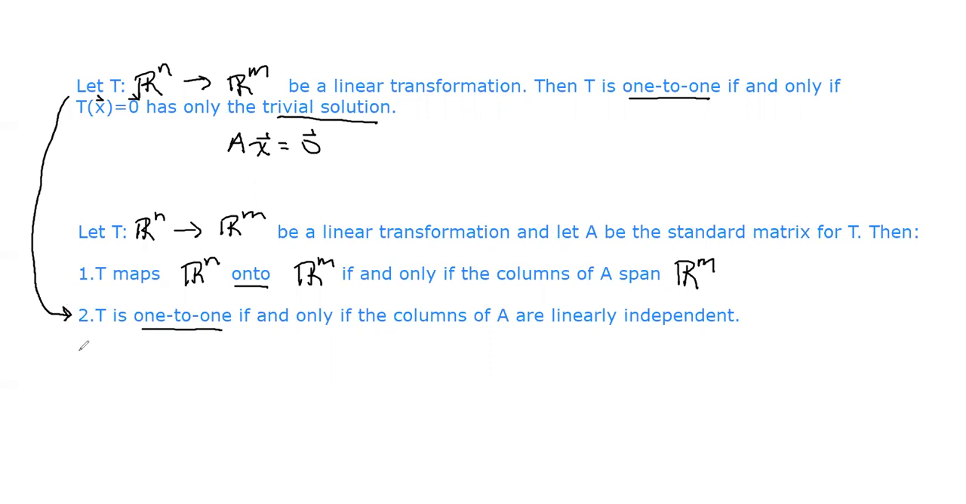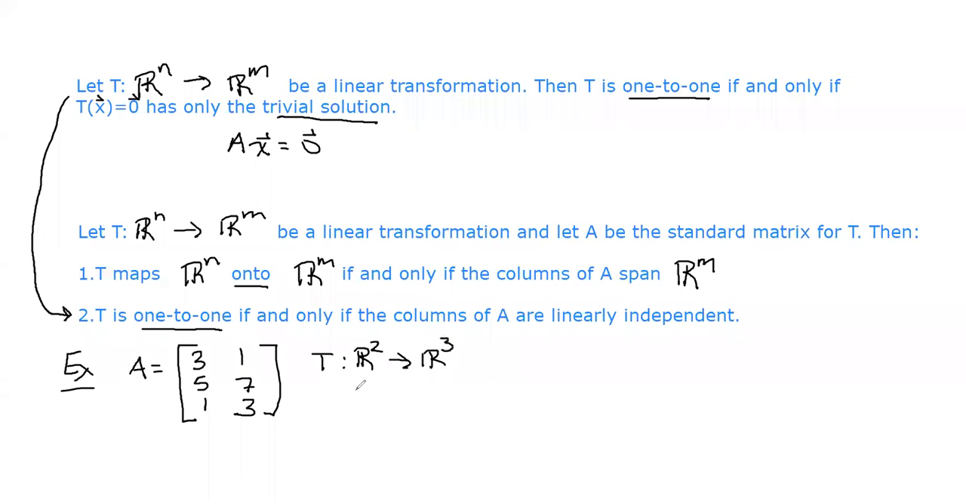Let's take a look at a very quick example. Let's say we have a linear transformation whose standard matrix is 3, 5, 1, 1, 7, 3. This linear transformation is going to go from R2 to R3, and we want to know, is this one-to-one and is this onto? It's defined by this matrix multiplication. Is it one-to-one? Well, it's one-to-one if and only if the columns are linearly independent. Let's take a look at these columns. There are only two of them, and they are not scalar multiples of each other, so they are linearly independent. So this is one-to-one.